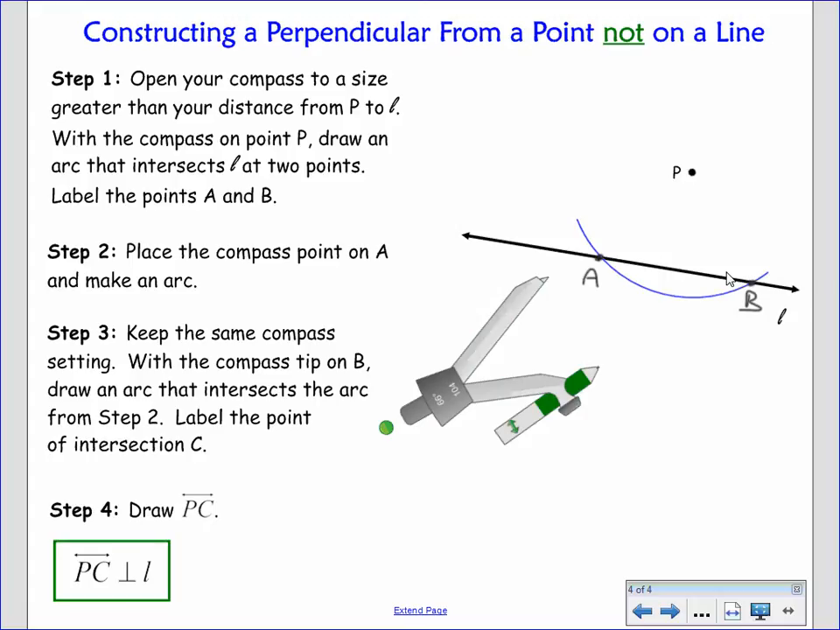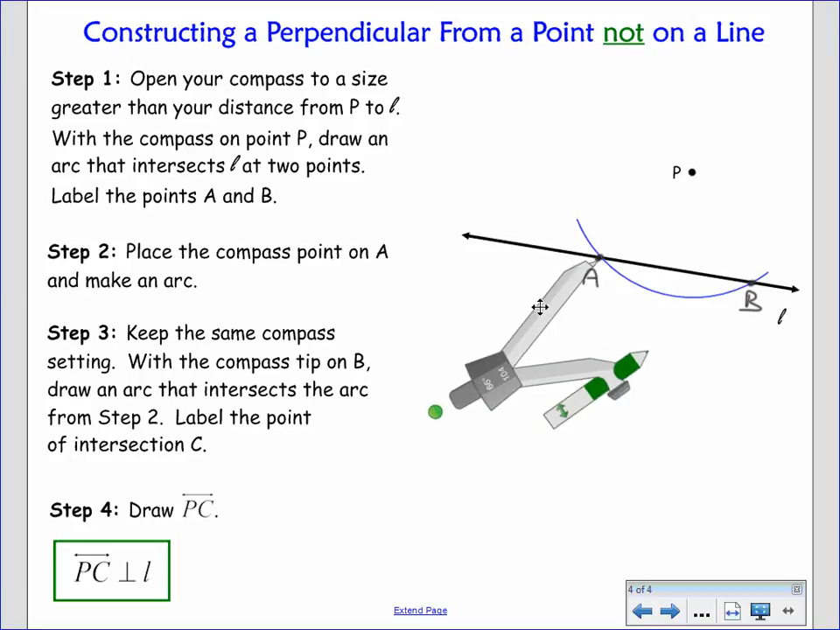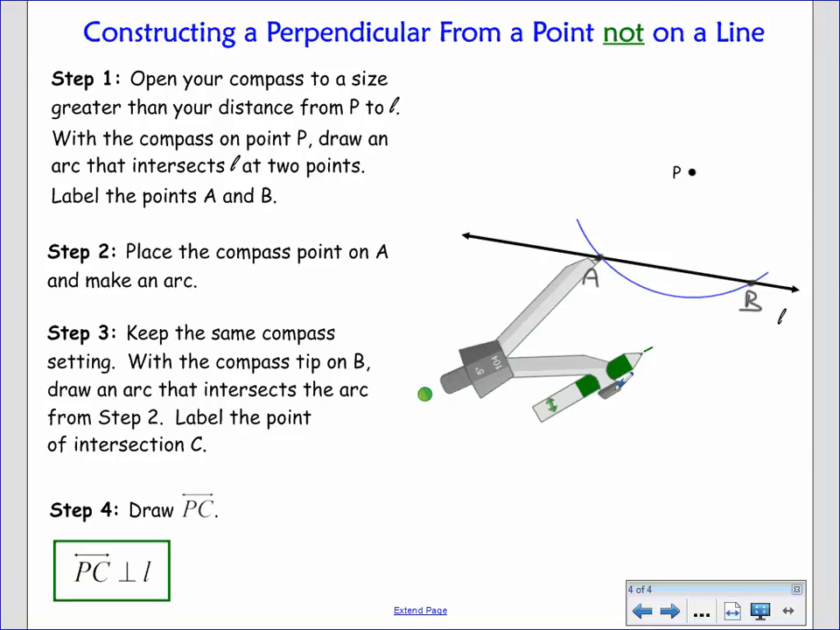Alright, step 2. Place the compass on point A and make an arc. Now you can, depending on kind of where your point is and what you've used so far, you might be able to use the same compass settings, or you might need to make it a little bit larger. I need to make one arc, and I can either go above the line or below, but I like going below because I want to get an intersection point down here that's further away from P, so that my final line has a better chance of being more precise.